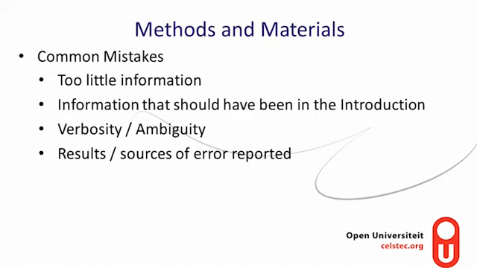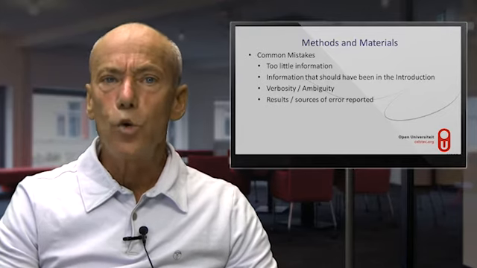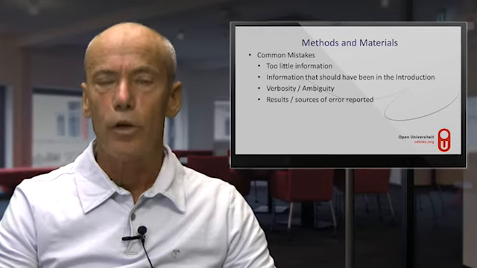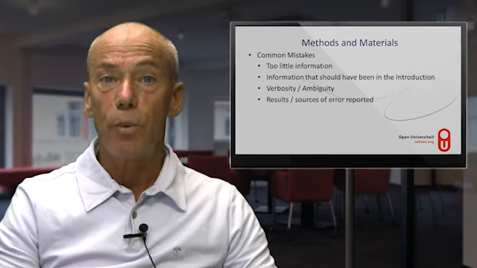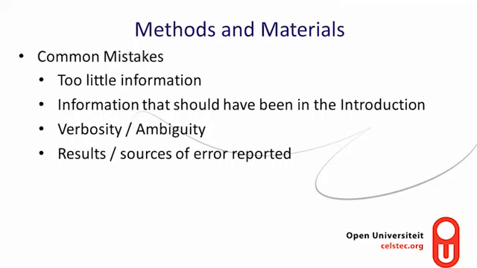A second one is providing information that should have been in the introduction. The methods and materials section is not the place for presenting theory. That's the place where you say why you chose certain instruments, certain variables, based upon the theory that was in your introduction. A third mistake is that you say too much, that you're ambiguous, that the person doesn't really know what you've done and why you've done it.